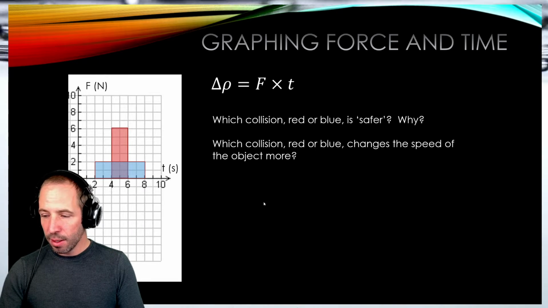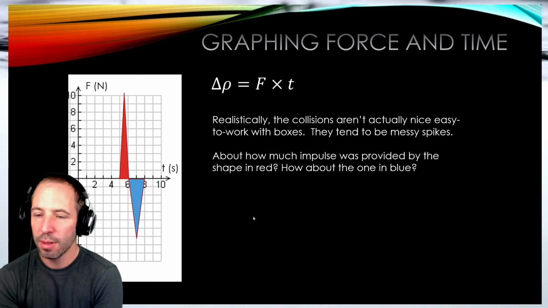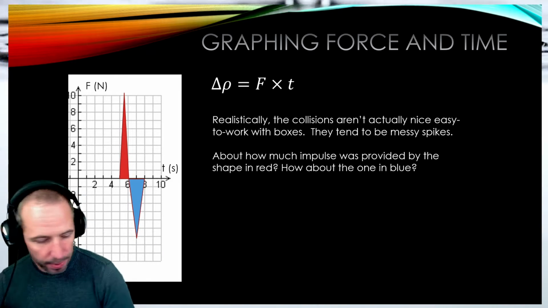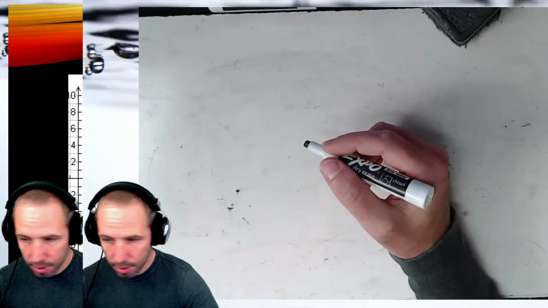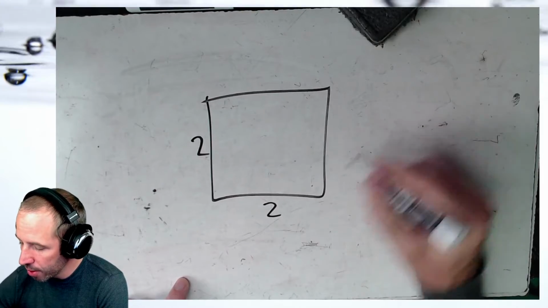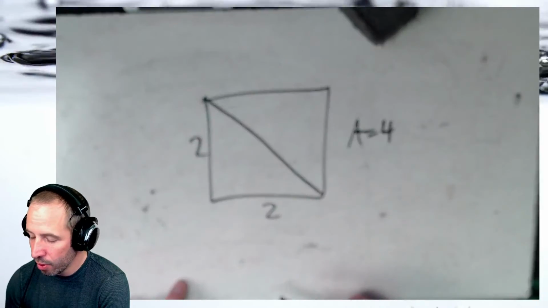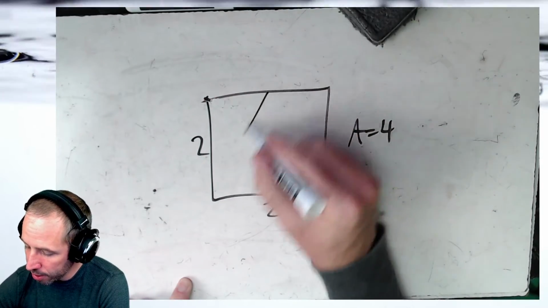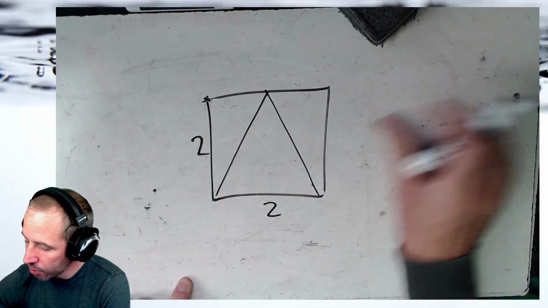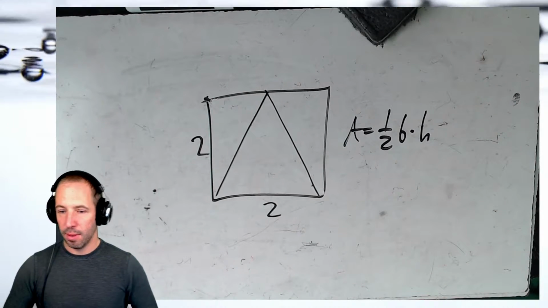Now, one problem is realistic data isn't these nice rectangles. Realistic data is going to be a lot more like a triangular spike. So I've got a quick question for you. Let's say I had a box, and the box is a 2 by 2. What's the area of that box? Oh yeah, it's base times height, so area is 4, right? If I have a triangle, whether it's that kind of a triangle or this kind of a triangle, it really doesn't matter. That is now half of the box, right? So keep in mind the area of a triangle is 1/2 base times height.